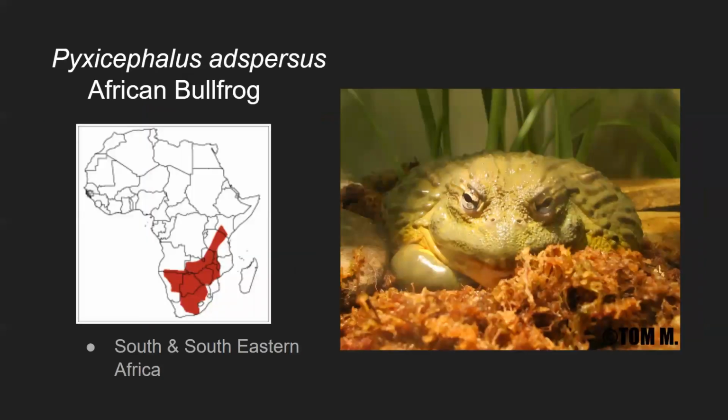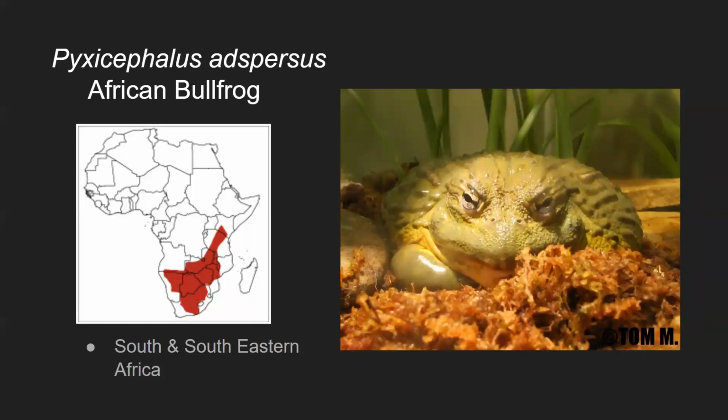Our first amphibian. This is the African bullfrog, also known as the pixie frog. You get that pixie from that Latin name up there, Pyxicephalus adspersus. They're native to Africa, South and Southeastern Africa. They're going to be found normally around bodies of water. Obviously, amphibians are normally tied to water.